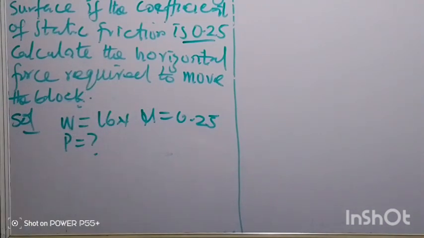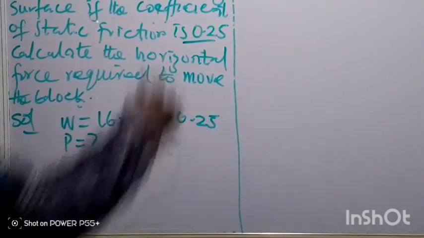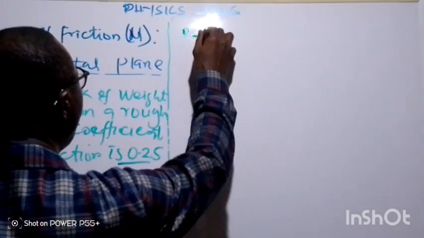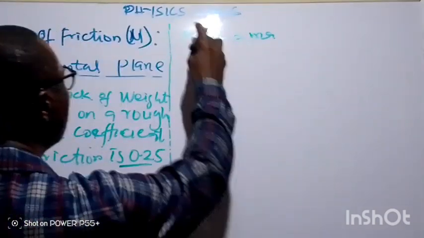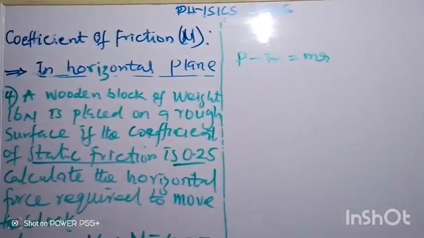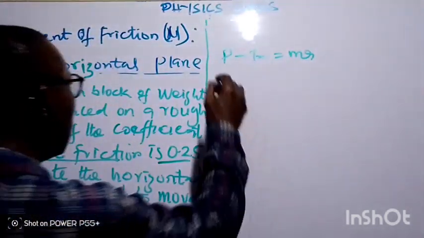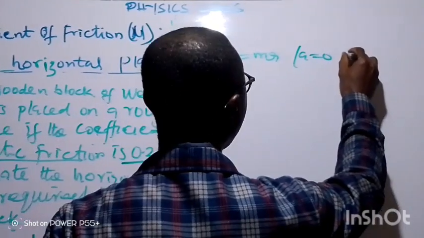Now, from the series of equations we arrived at, one of the equations says P minus Fr is equal to ma. Don't forget, the question says static friction. It means there will be no acceleration at all. So you can now say a is equal to 0. Why? No acceleration.